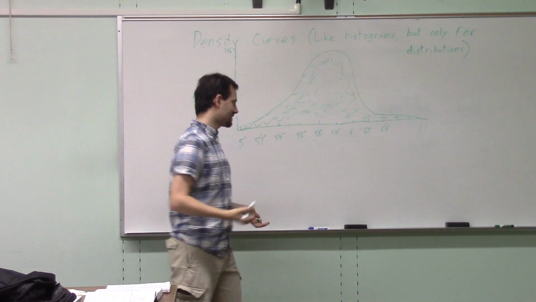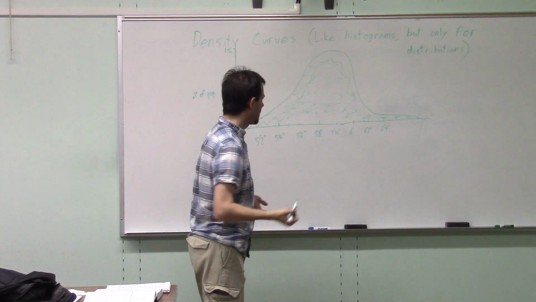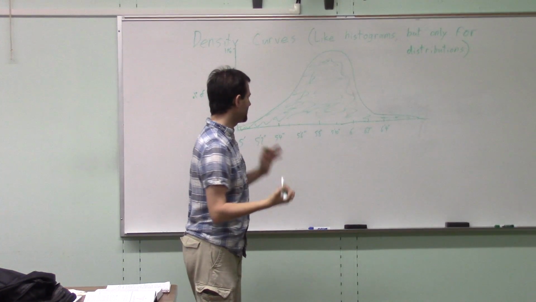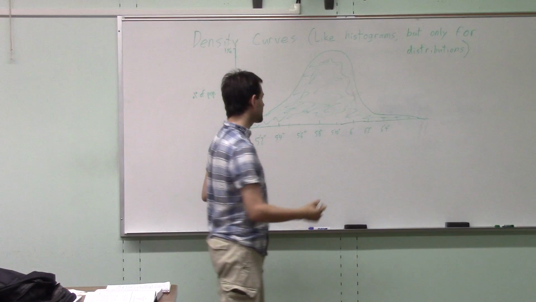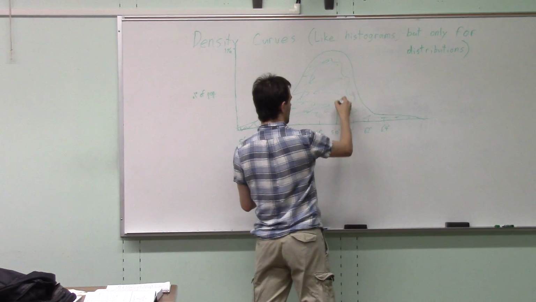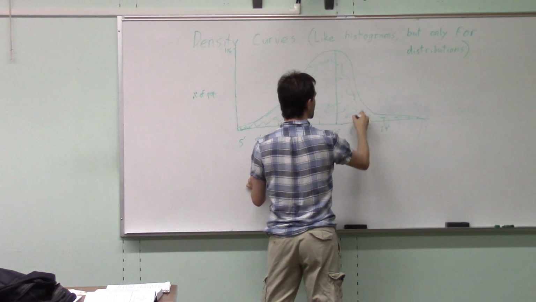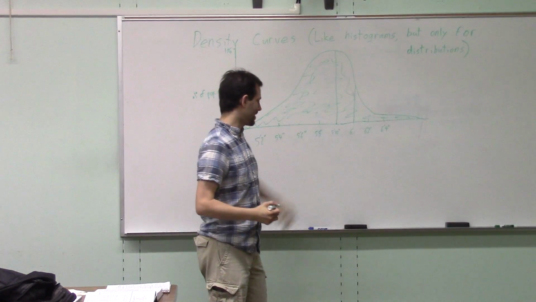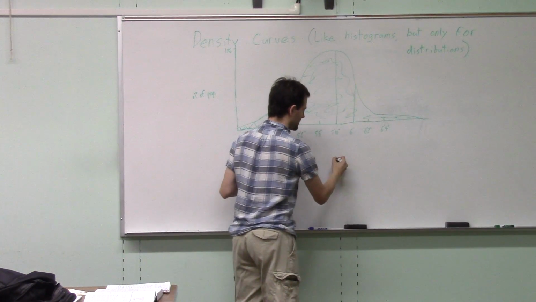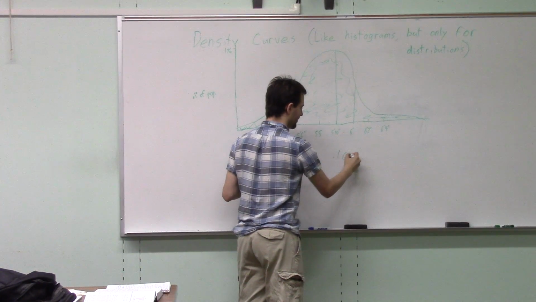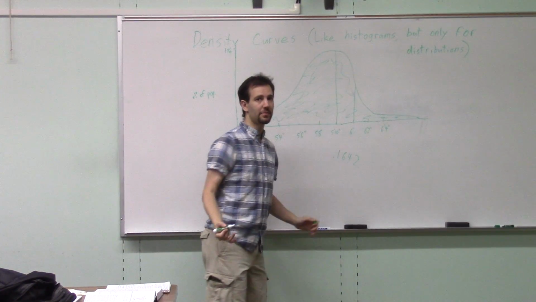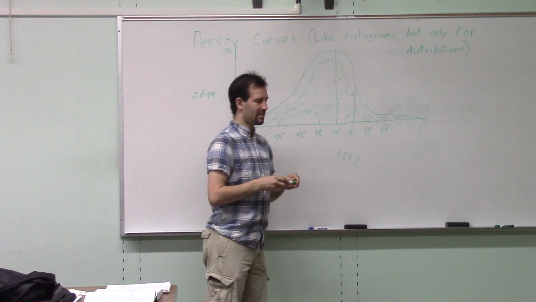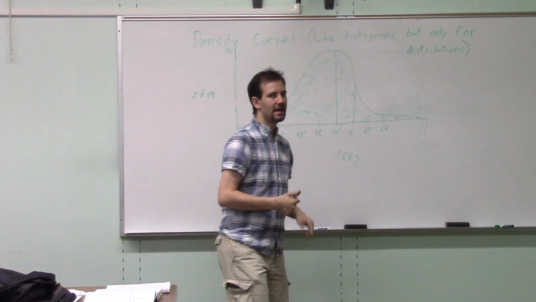And so if I wanted to ask the question, how many people are between 5'10" and 6 feet tall, I would take a look at this wedge and measure the area of that wedge. And if the area of that wedge came out as 0.1642, I would say 16.42% of people are between 5'10" and 6 feet.